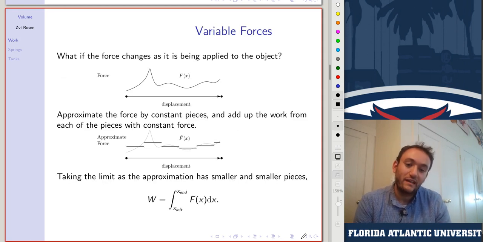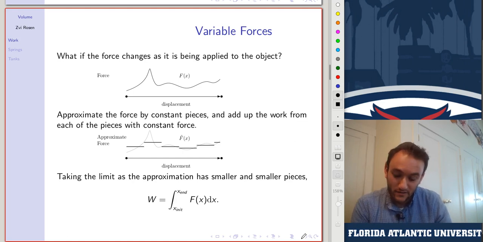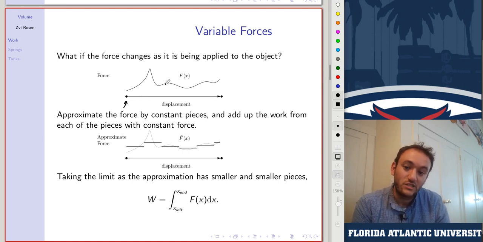Okay, so we know that if you have a constant force being applied over some distance, all you need to do to measure the work is to multiply the force by the distance. But what if the force changes as it is being applied to the object? Okay, and here you have a picture of this little dot moving over some distance, and the force being applied to it is changing as it moves. So how can we measure the work in such a case?